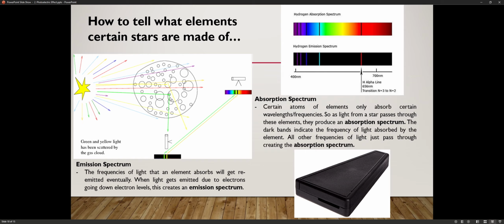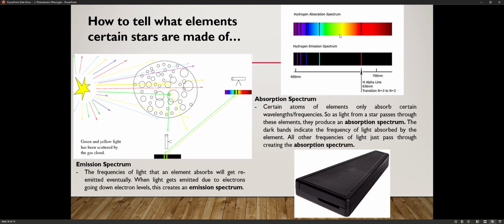And the light that does get absorbed by the element, that element is going to re-emit that light, because the electron from a higher energy level is going to go back down to the ground state and it's going to emit that light somewhere else. And we call that the emission spectrum. The emission spectrum is the frequencies of light that an element absorbs that get re-emitted. When that light gets re-emitted due to electrons going back down electron levels, this creates an emission spectrum.